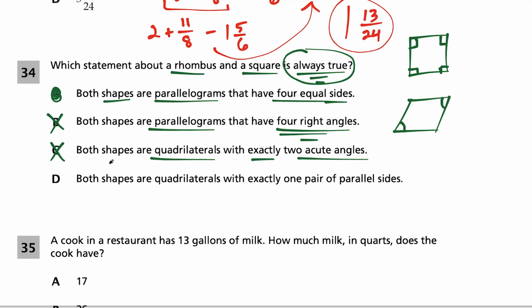And now we have for choice D, both shapes are quadrilaterals with exactly 1 pair of parallel sides. That is not true. Both shapes are quadrilaterals with exactly 2 pairs of parallel sides. Okay, both pairs of opposite sides are parallel for both the square and the rhombus. Okay, so that is why choice D is no good. Choice A is definitely our answer.